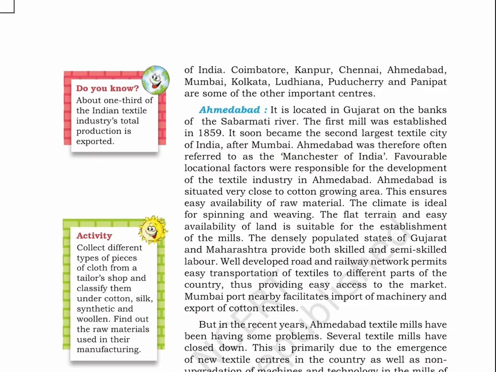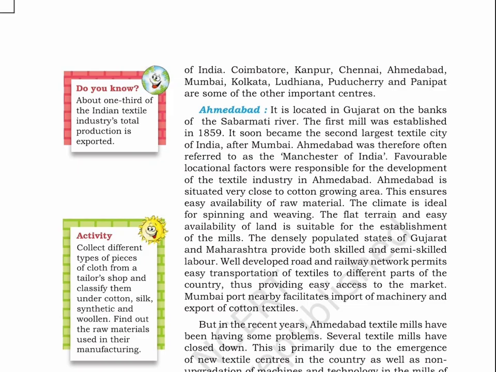Ahmedabad. It is located in Gujarat on the banks of the Sabarmati River. The first mill was established in 1859. It soon became the second largest textile city of India after Mumbai. Ahmedabad was therefore often referred to as the Manchester of India.